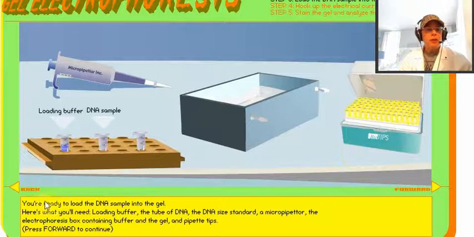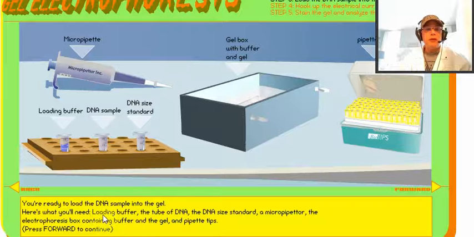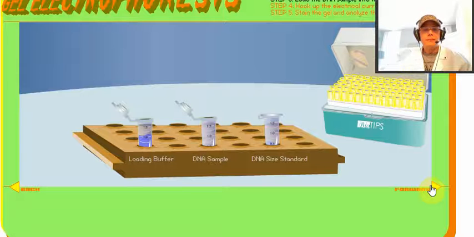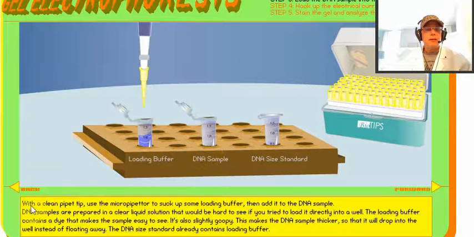All right. You're ready to load the DNA samples into the gel. Here's what you'll need. Loading buffer, the tube of DNA, the DNA size standard, a micropipetter, the electrophoresis box containing buffer, and the gel and pipette tips. All right. With a clean pipette tip, use the pipetter to suck up some loading buffer. Then add it to the DNA sample.